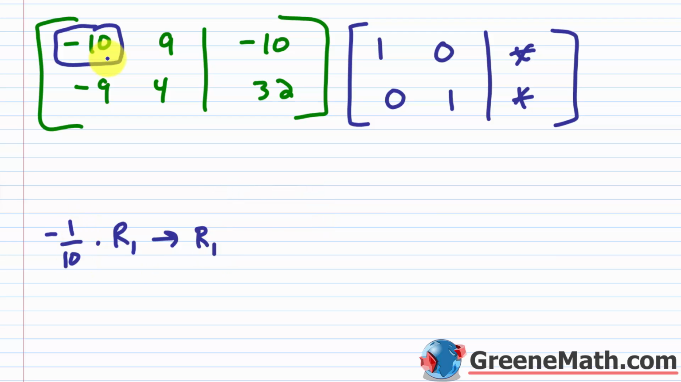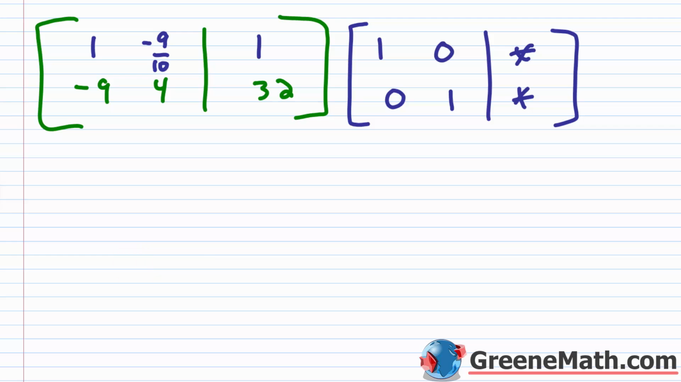So -1/10 times -10 would be 1. This would be 1. 9 times -1/10 would be -9/10. Okay, and then -10 times -1/10, this would cancel and give me +1. Okay, so now that I have that done, the next thing I want to do, and I'm just going to mark this off and say this is done. The next thing I want to do is get a 0 here. Okay, so I want that to be a 0.